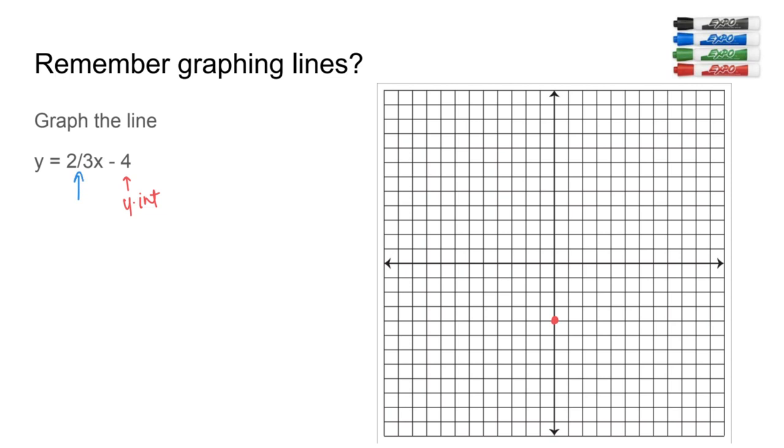Then our slope is the number in front of x. So our slope is 2/3, and remember that's rise over run. So that means we're going to go up 2 and then to the right 3. So from this point, we're going to go up 2 to the right 3, and we're going to repeat that until we reach the end of our graph.